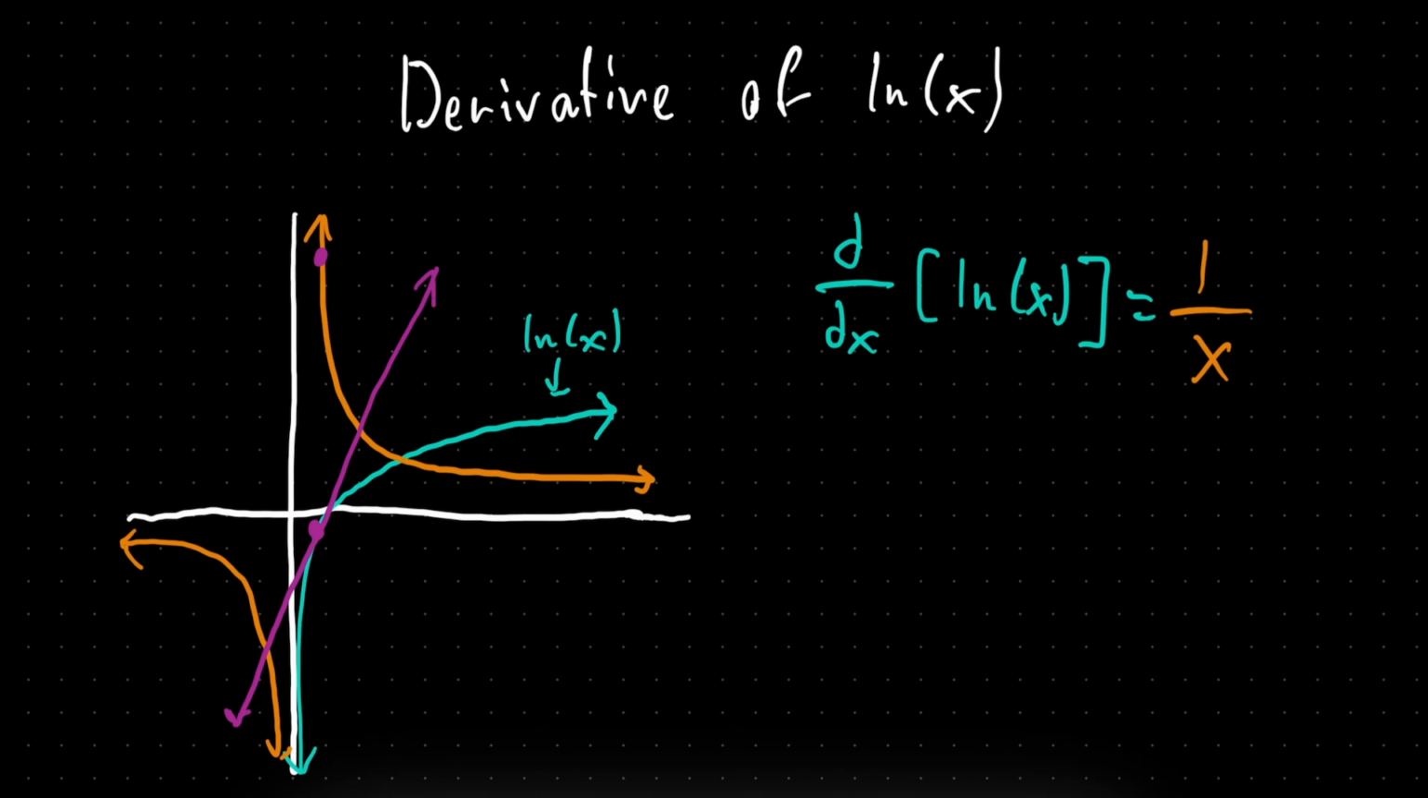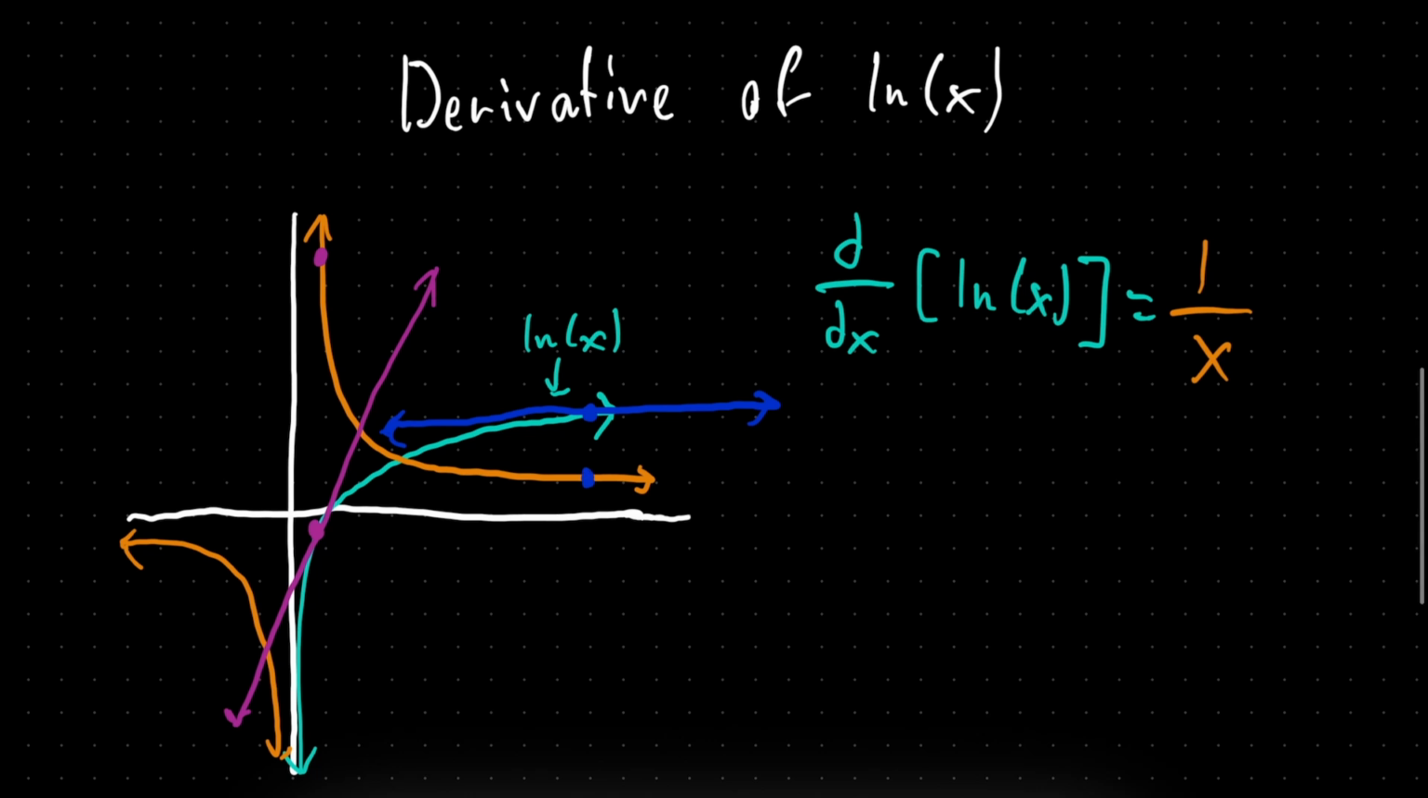In contrast, if I were to choose this point here on the natural log of x with a tangent line of something like this, it's still positive, but much less steep. It would also result in a value on 1 over x that is still positive, but not very large.